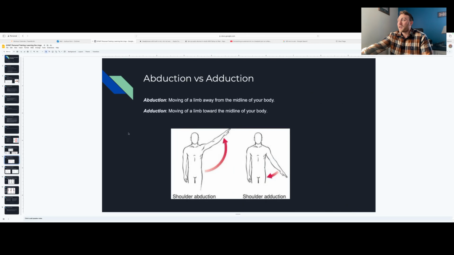As we look at abduction versus adduction, we can think of abduction as moving a limb away from the midline, and we can think of shoulder adduction, if you look at the screen, as bringing one towards the midline. Here's how I'm going to make it super simple for you. You'll never forget it this way, okay?